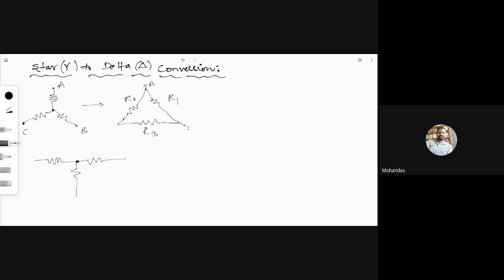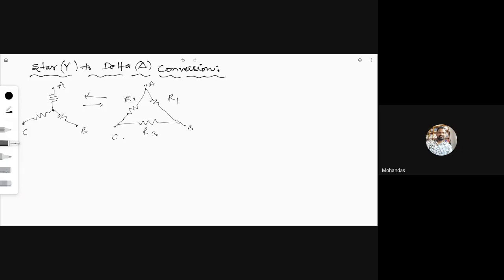Terminal A and terminal B and terminal C. Now we already derived the equations from delta to star. As it is an interconversion, here we can use the formulas of delta to star. Both are because of interconversion, delta to star formulas.